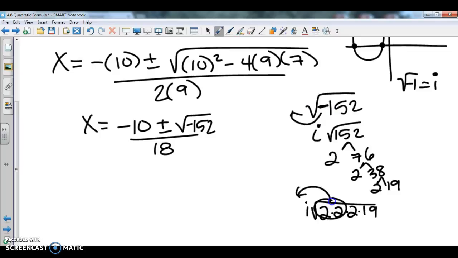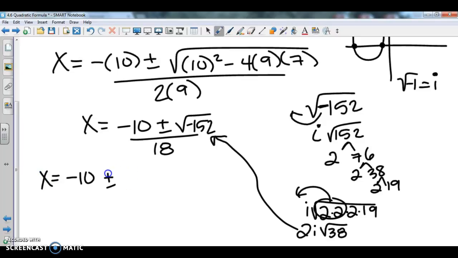Pair of 2s, those are going to come out, and you're going to have 2i. Multiply the other, you get 38. That's going to go back in. So your answer is going to be x equals negative 10 plus or minus 2i square root 38 all over 18. So all it does is you just have an i, and these don't really cross the x-axis. You can see they cross the imaginary axis.